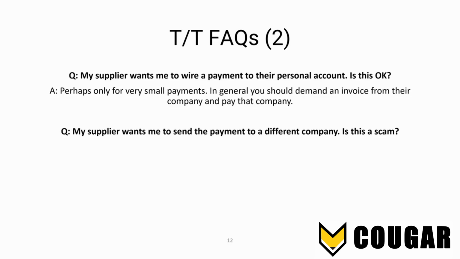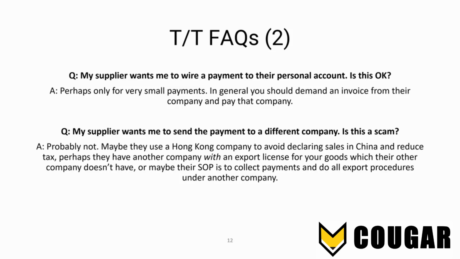If your supplier wants you to send the payment to a different company, this sounds like it might be a scam, but actually it's probably not. A lot of Chinese companies often use a Hong Kong company to avoid needing to declare sales in China and therefore reduce their tax. Perhaps they've got another company that actually holds an export license for your goods, or perhaps it's normal for them to collect payments and do all export procedures under another company.